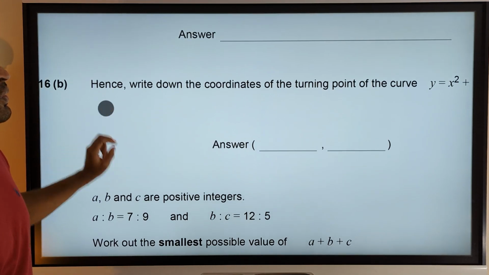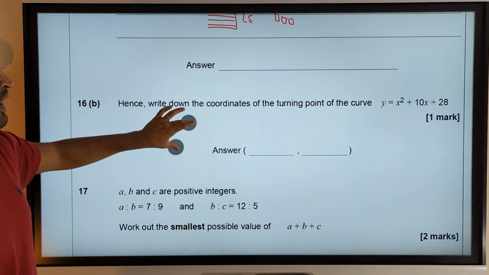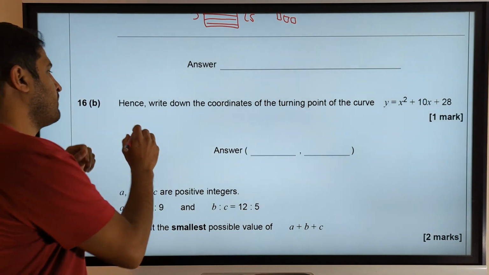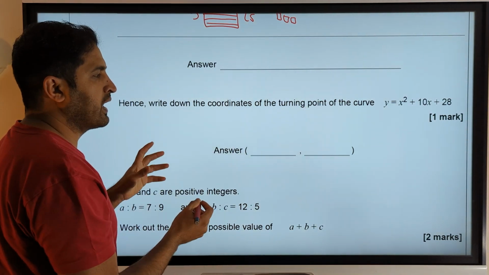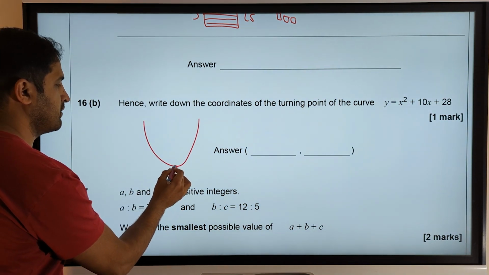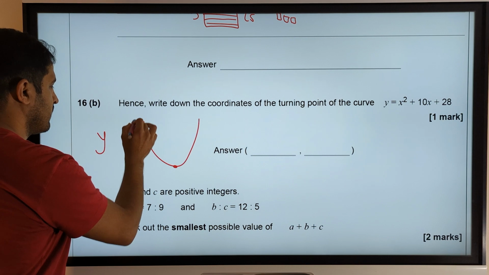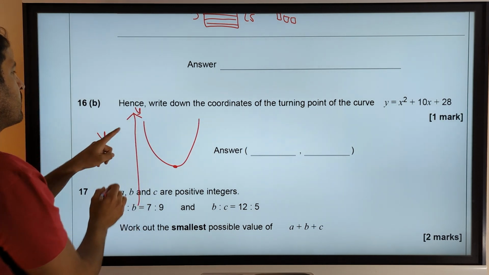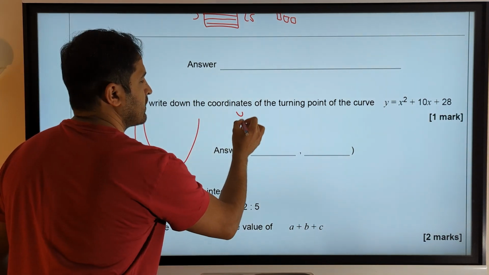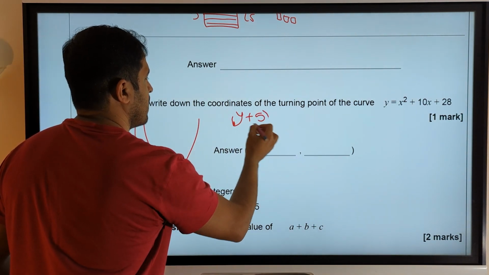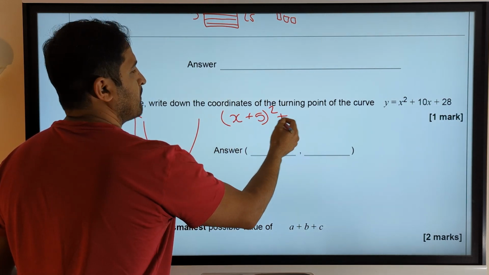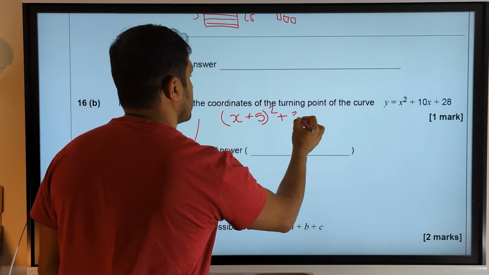And that's, we already got that A and B is 5 and 3. Part b: write down the coordinates of the turning point of that curve. So if you're saying where does it turn? The turning point is a positive quadratic expression, so we'll have that graph. So where does it turn? That means where does the y value, this is the y-axis, where is the y value at its lowest? So we already wrote it down as y equals x plus 5 all squared plus 3.